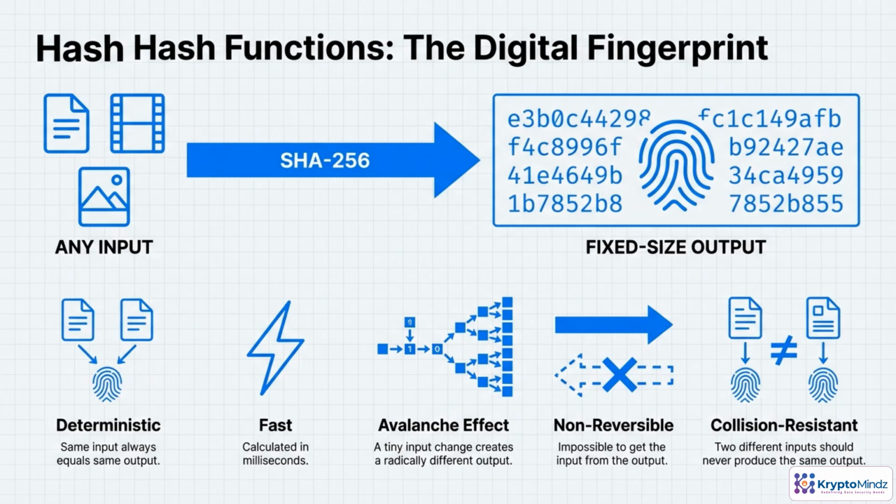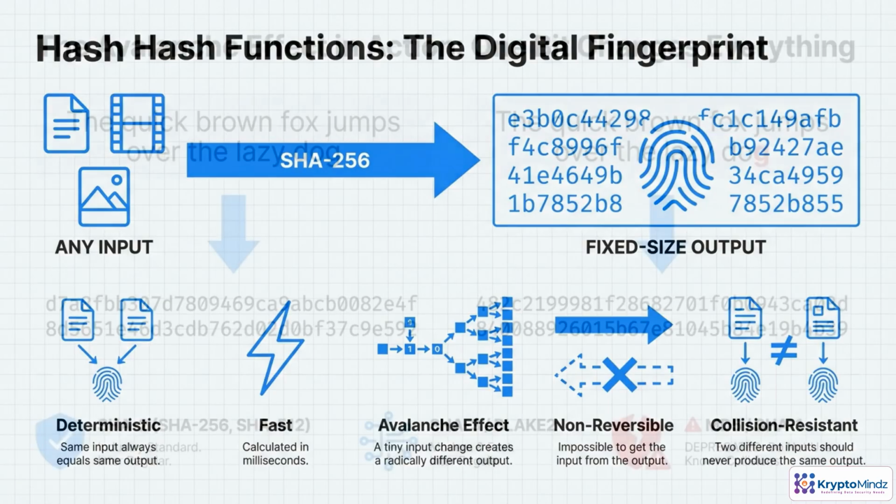Fourth, non-reversible. You cannot reverse a hash. Given a hash output, there is no mathematical way to figure out what the input was. This is why it's one way. Fifth, collision resistant. A collision is when 2 different inputs produce the same hash. This should be extremely rare, so rare that it's effectively impossible with current computing power. A good hash function should have no known collisions. These properties combine to make a hash function perfect for creating unique fingerprints of data.